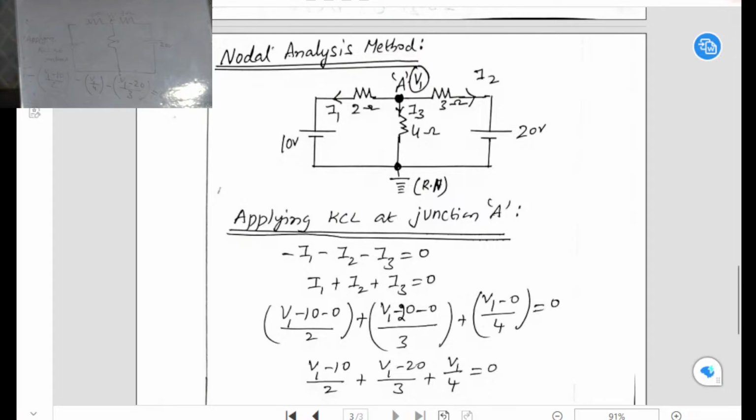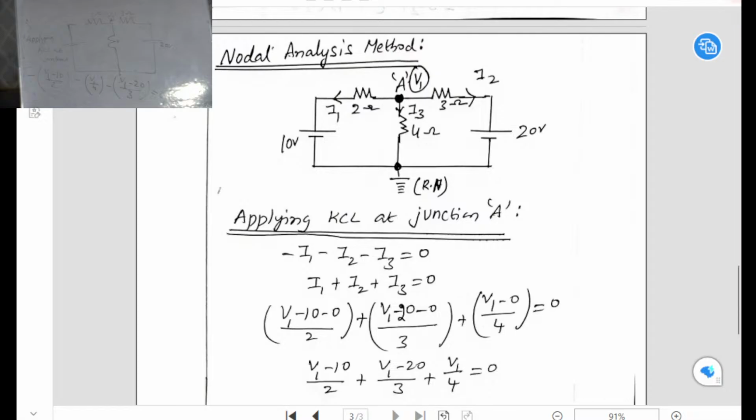Write down Problem 2. We have to apply both methods, mesh method and nodal method. You have to get the same answer. After that, you decide what method you want to use, after practice.